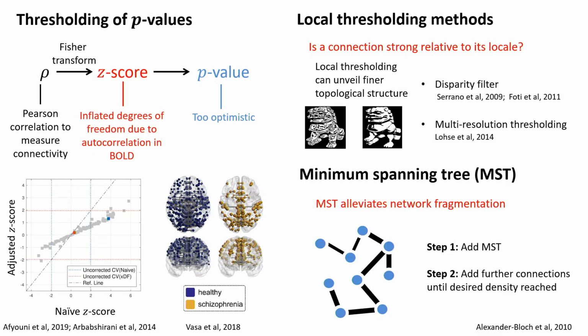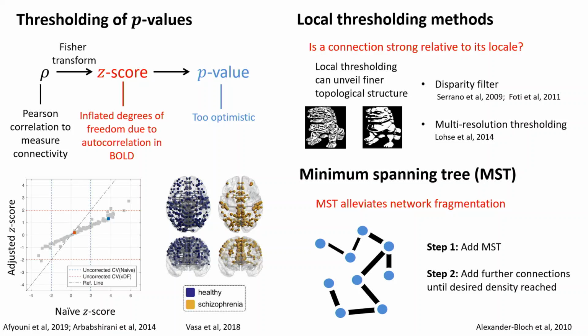And finally, I'd want to introduce the minimum spanning tree. If you remember before, I showed you that if we threshold severely, certain nodes can become disconnected from the network, and this is not biologically realistic. The minimum spanning tree is one way to avoid nodes becoming disconnected. And the basic approach here is that we first find the minimum spanning tree, which is a tree.